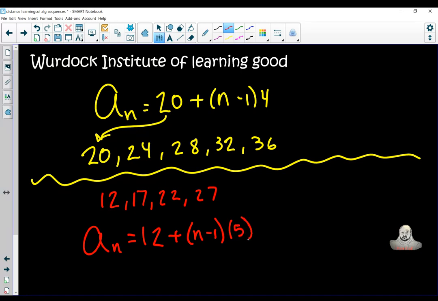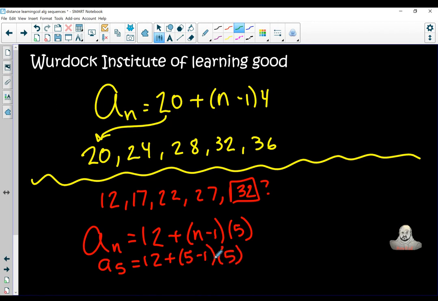What I like to do is predict this term, which looks to be the fifth term. It seems like it should be 32. I'm going to just put a question mark here because we're wondering that. And when I evaluate the fifth term, when I put a 5 here, 5 minus 1 is 4. 4 times 5 is 20. 20 plus 12 is 32.